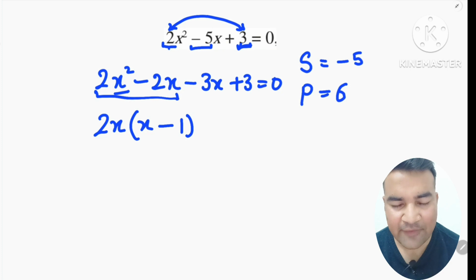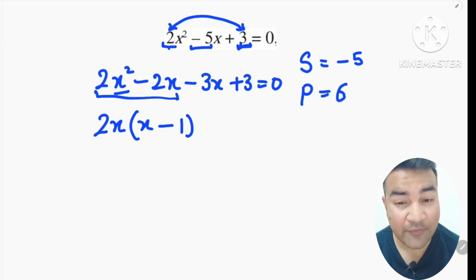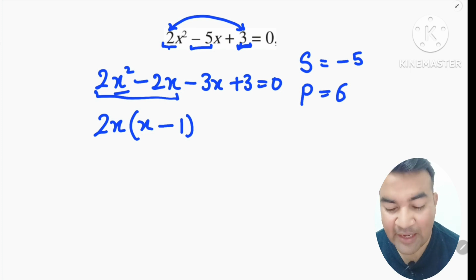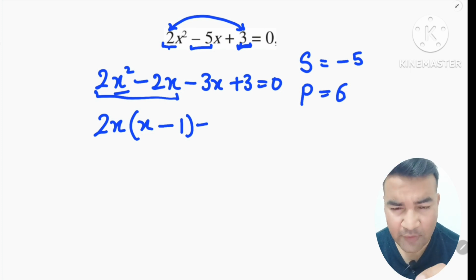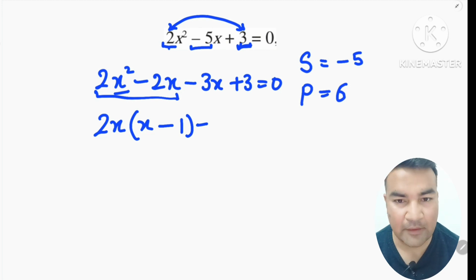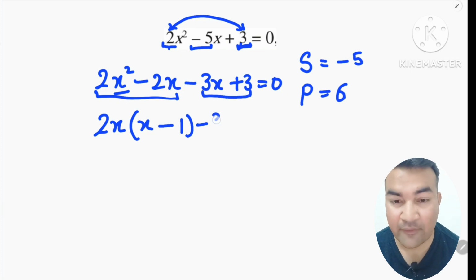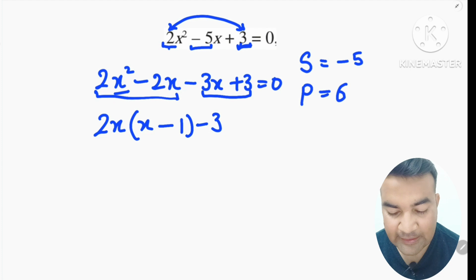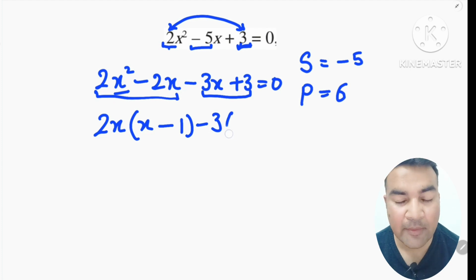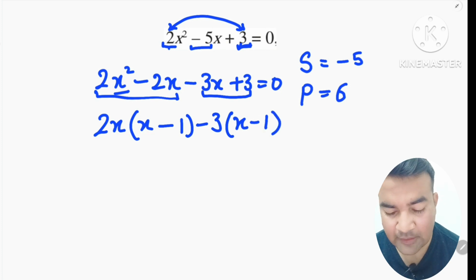Again here, now listen carefully. Here we have minus 3x. Whenever you take a negative number common, the sign gets reversed. So I can take 3 common from here, basically I'm taking minus 3. What will happen then? It becomes x minus 1.